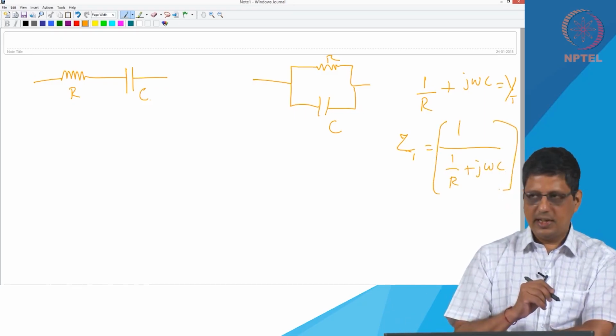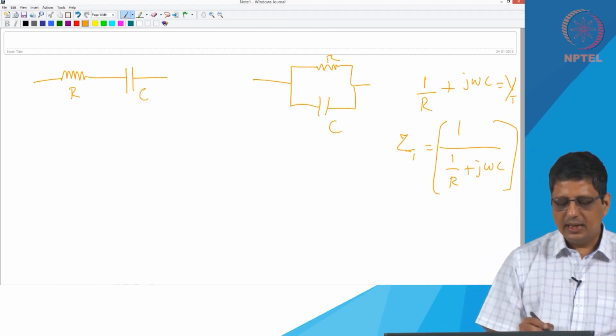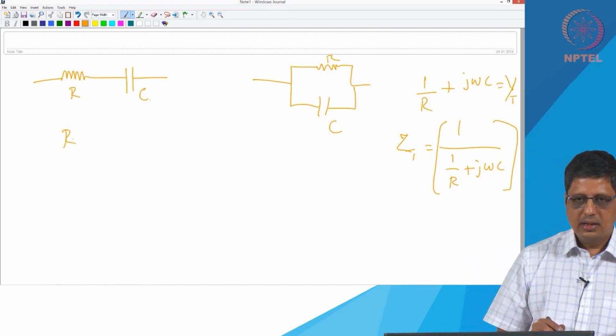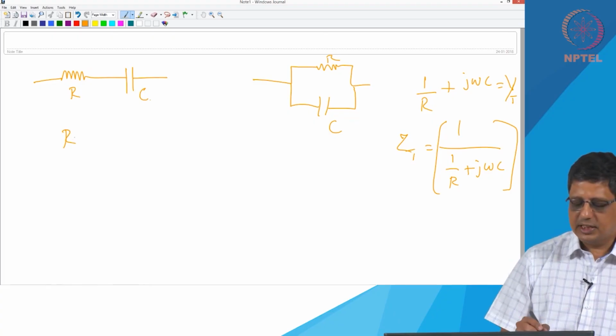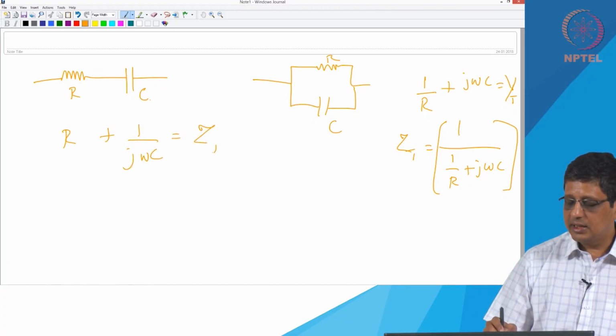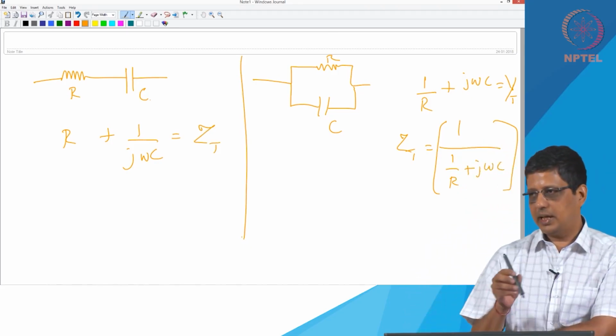It's easy to do here, as long as we know what the impedance of each element is. Similarly, here I have to add the impedances because they are in series. Impedance of the first element is given by r, impedance of the second element is given by 1 by j omega c, and this will tell us the total impedance.